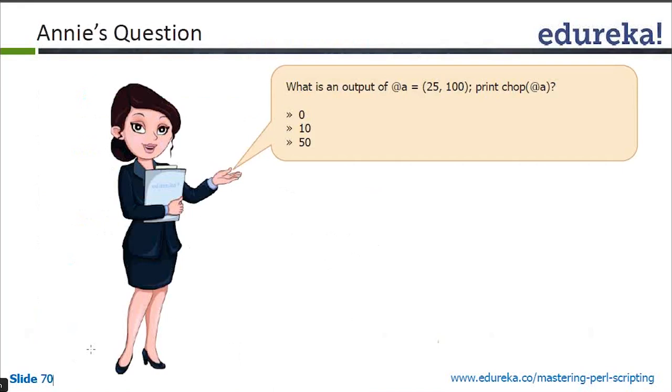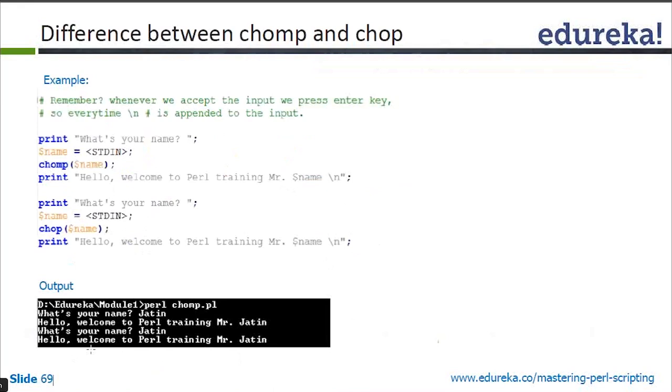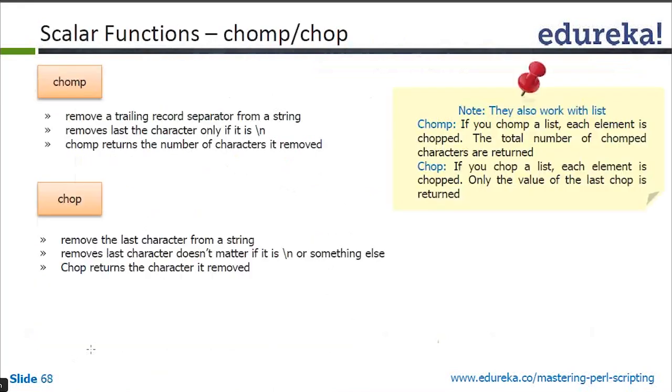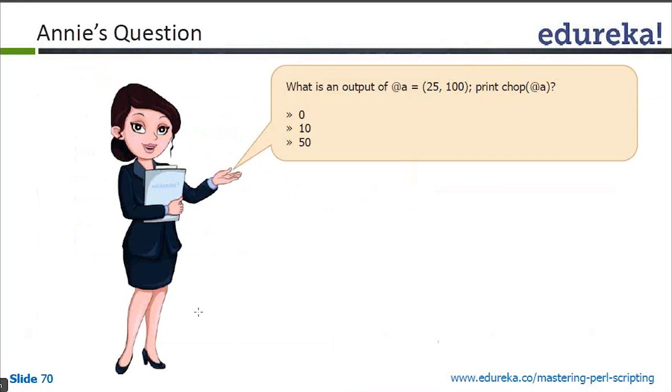So this is a quiz. What is the output of $a = 2500, print chop 100 at the rate A? So what we are doing is passing two elements to an array, and we are chopping $a. So what should happen? When we do a chop, it removes the last character from the string. It removes the last character, doesn't matter if it's \n or something. Chop returns the character it removed.